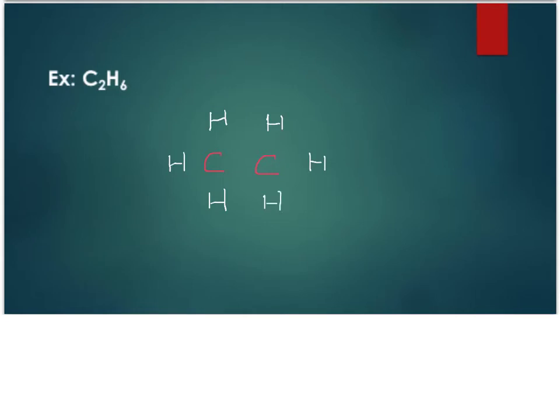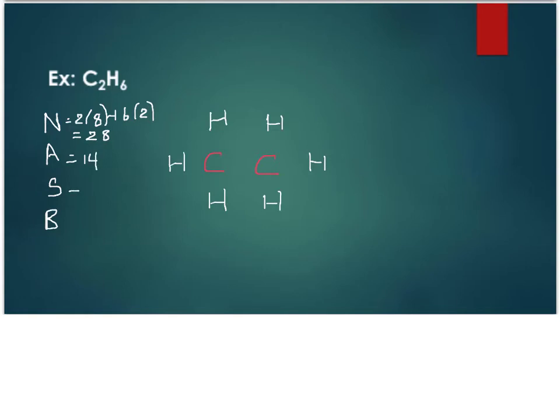Okay, now let's do our needed, available, shared, all those things. How many are needed? 2 carbons, each carbon needing 8, plus 6 hydrogens, each one needing 2. So that gives us a total of what? 28. How many are available? 14.